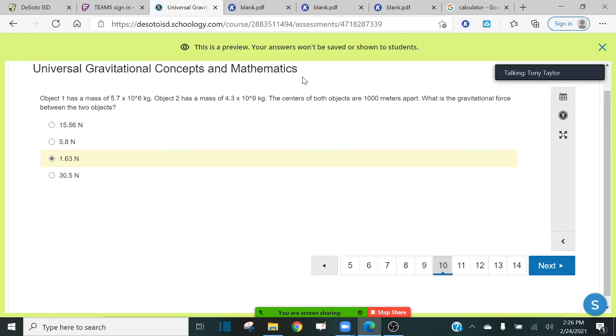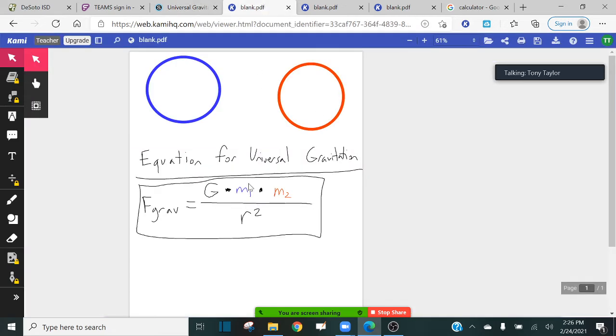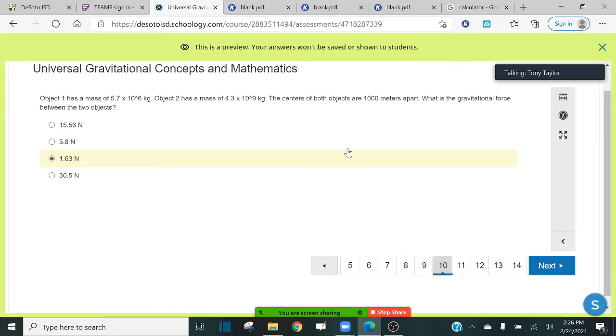Again, so guys, for all these mathematical problems, you're going to use this equation right here. Force of gravity is equal to big G times the mass of the first object times the mass of the second object. Divide that by the distance between the object's centers squared. And guys, you always want to square R, always.